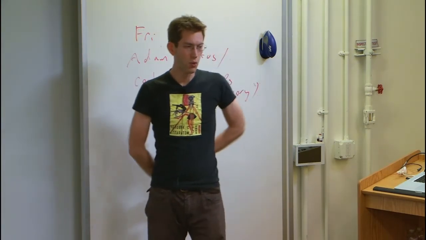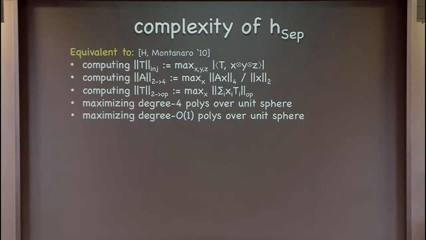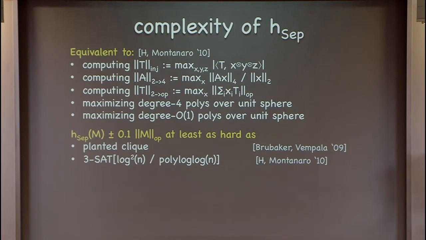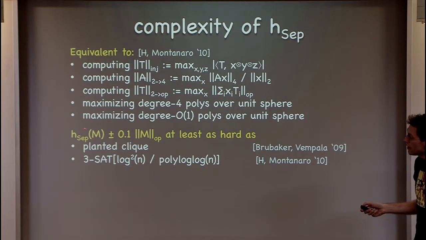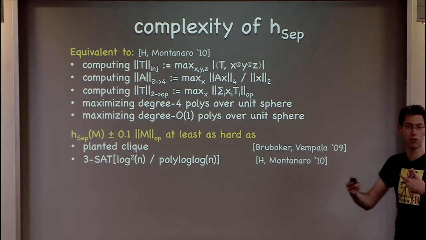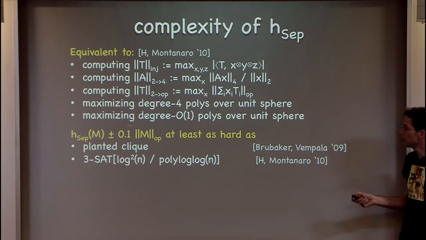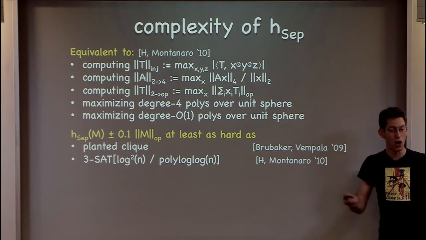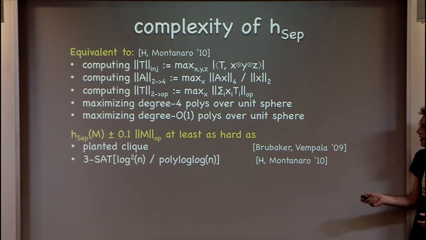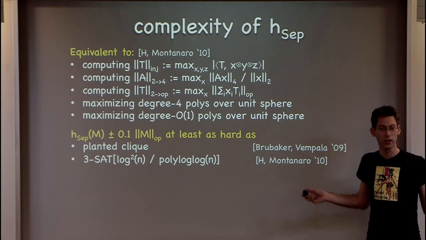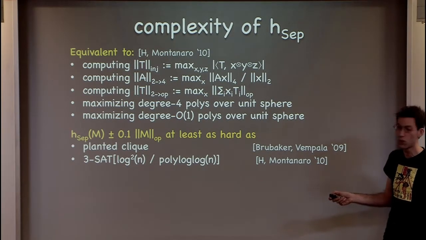Okay, so it's equivalent to a bunch of things, but is it hard? Maybe these are all easy to solve. So what do we know about this? We know if you want to get a constant error, and now this is constant in the operator norm. So the operator norm might be much larger than h sep. Remember that h sep is the maximum trace of M times any separable rho. The operator norm, if it's Hermitian and PSD, is the largest eigenvalue. So that's the maximum of trace M rho for any density matrix rho. So it's trivially greater than or equal to h sep.